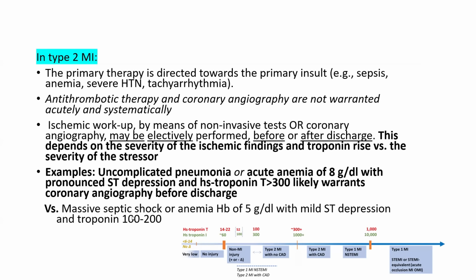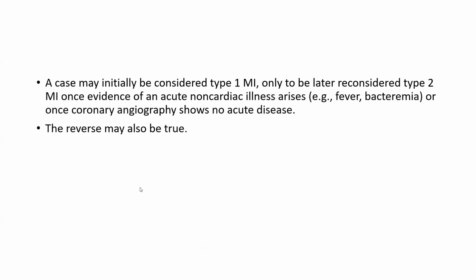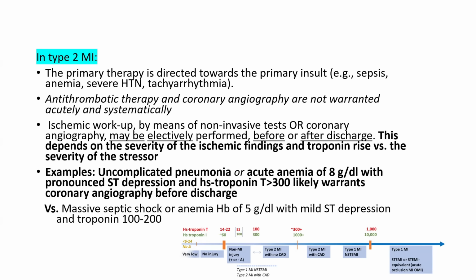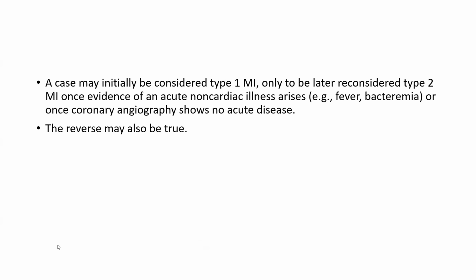Consider that patient, on the other hand. He has massive septic shock or profound anemia with mild transient ST depression and troponin of 100 to 200. Well, this patient, I'm less likely to do coronary angiogram, maybe less likely to do any ischemic workup on him. So type 2 MI with underlying CAD and type 1 MI may overlap. You individualize the severity of the markers versus the severity of the stressor to make a decision. But generally speaking, antithrombotic therapy is not justified.